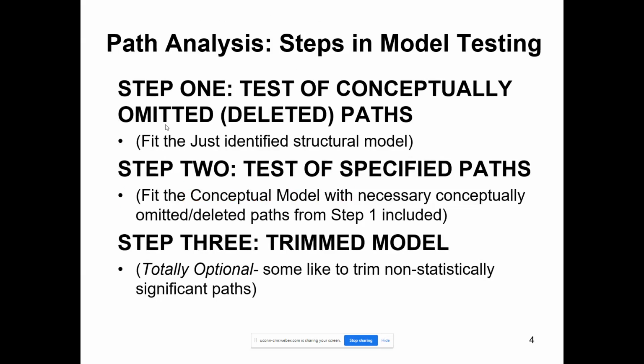And what that means is I'm actually going to fit the just identified model. And to do that, I'm going to have to be able to take the conceptual model and turn it into a just identified model. So what's a just identified model again? To have no degree of freedom. Yeah, a just identified model has 0 degrees of freedom.